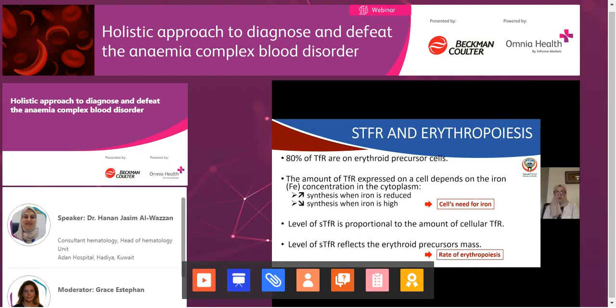When the iron in the cell is reduced, there is increased synthesis of transferrin receptors, and if the iron is saturated in the cytoplasm, there is decreased transferrin receptor expression. Therefore, the level of the serum transferrin receptor reflects the cell's need for iron, but it also reflects the rate of erythropoiesis and erythroid precursor mass.